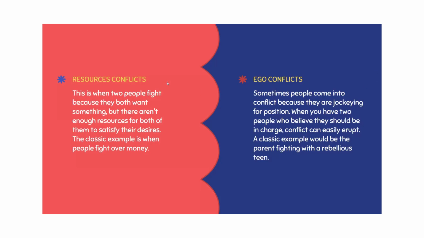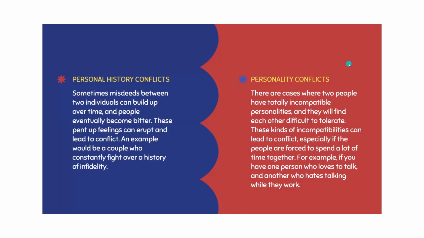Next is resources conflicts. This is when two people or groups fight because they both want something, but there aren't enough resources for both of them to satisfy their desires. The classic example is when people fight over money or war for resources. And then is ego conflicts. Sometimes people come into conflict because they are jockeying for positions. When you have two people who believe they should be in charge, conflict can easily erupt. A classic example would be a parent fighting with a rebellious teen. The teen feels more that they can take charge of themselves and doesn't want to listen to their parents.